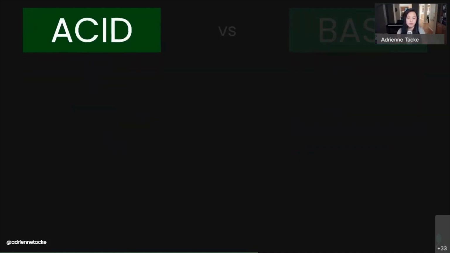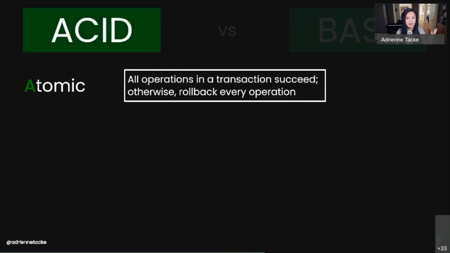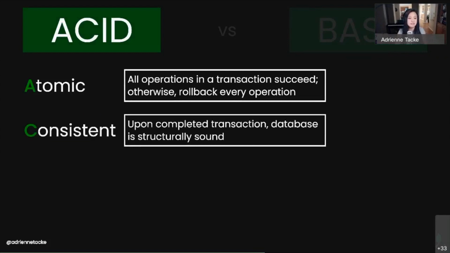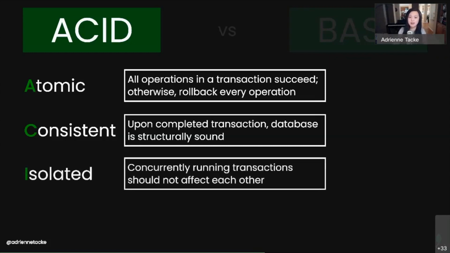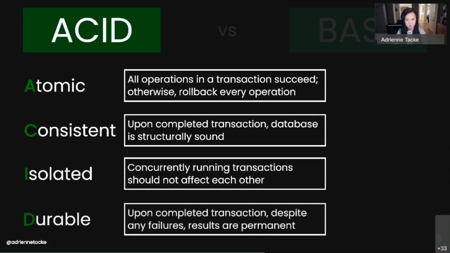So the consistency model in ACID, very quickly. A, atomic. All operations in a transaction succeed. Otherwise, roll back the entire operation. Either it all happens or it doesn't at all. And then for C, consistent, meaning upon the completed transaction, the database is structurally sound, meaning that the data should be in a consistent state both before and after a transaction. I is isolated. That means if you have concurrently running transactions, they shouldn't affect each other. They shouldn't contend with one another.